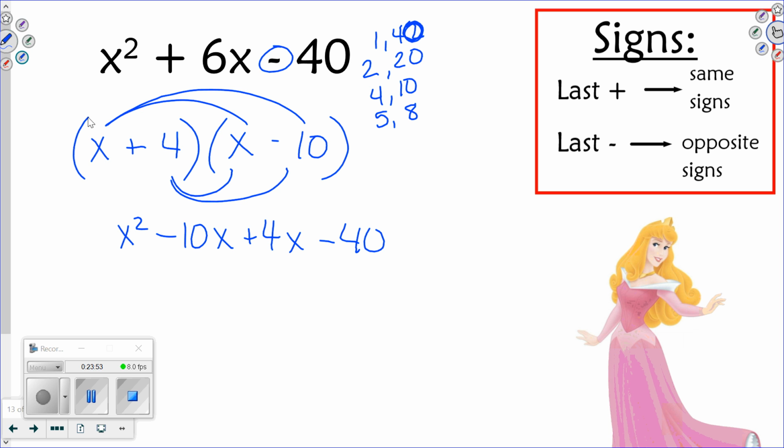All right, so working through this, my like terms are going to give me a negative 6x. So the number's right, but the sign's wrong. So change your signs. That should be my plus. This should be my minus. So you better have an x minus 4 in there and an x plus 10. Which order you have them doesn't matter. Just each set needs to be there. Okay?